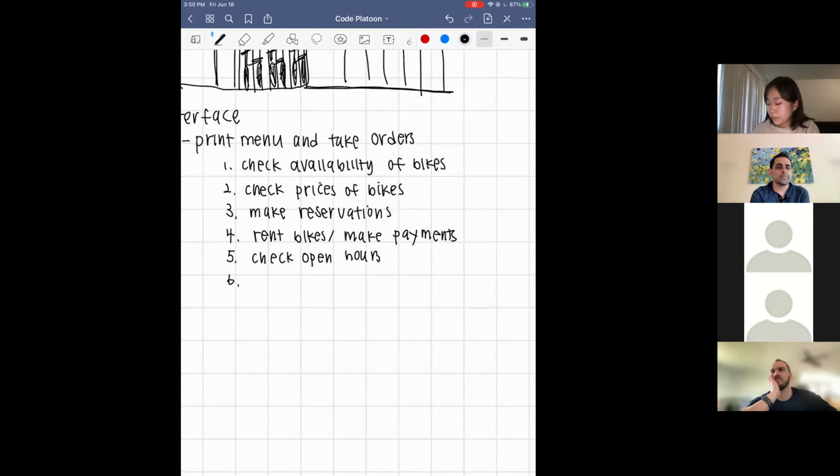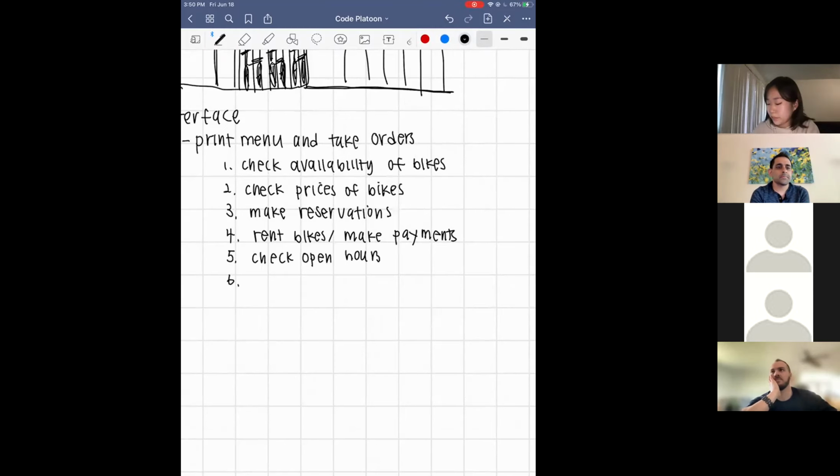And then obviously we would need a quit option so that the loop would end when the customers want to leave or stop talking to the interface.